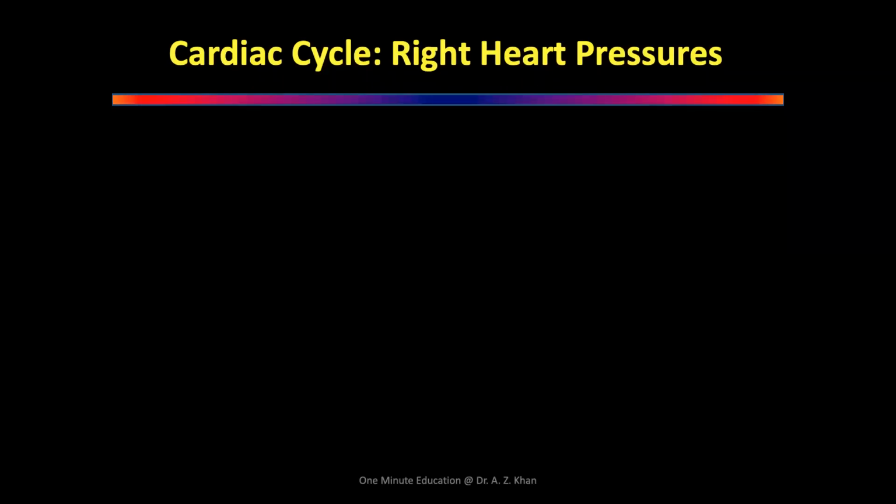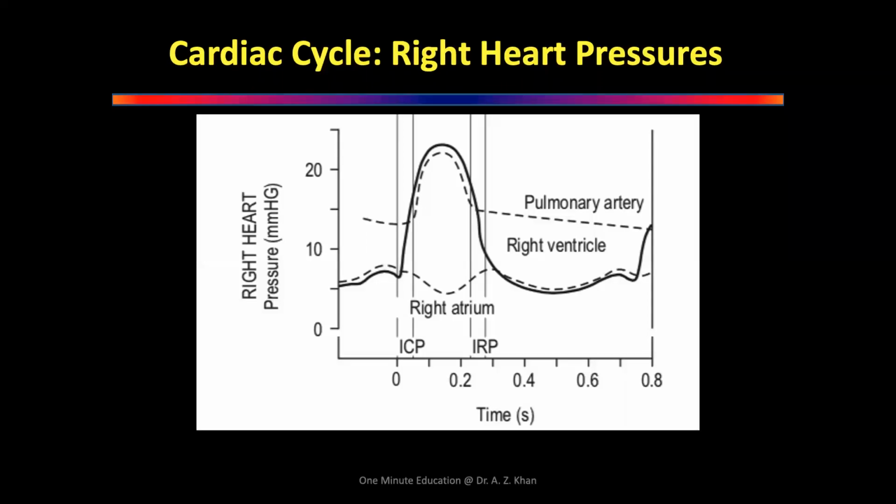Okay, this is what happens in the right side of the heart. In the right ventricle, again, the pressure goes up, the valve opens, the ejection goes out, and the pressure starts to fall down. Then you enter the phase of relaxation, where the pressure gradually goes down and then starts to go up again. The same thing with the atria: atrial contraction and then relaxation, and then the pressure goes down. The same thing with the pulmonary artery.